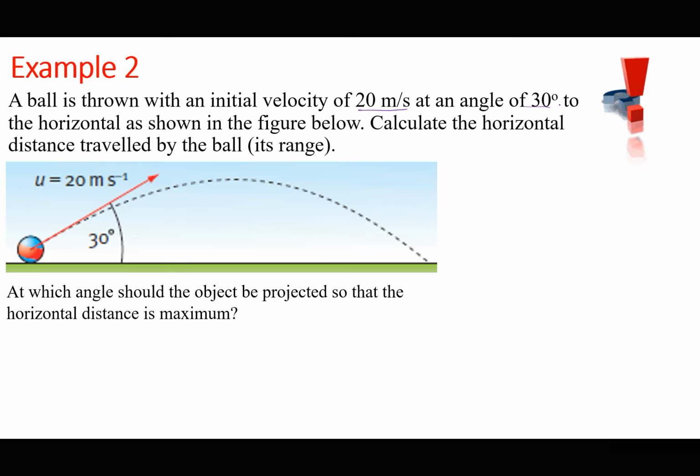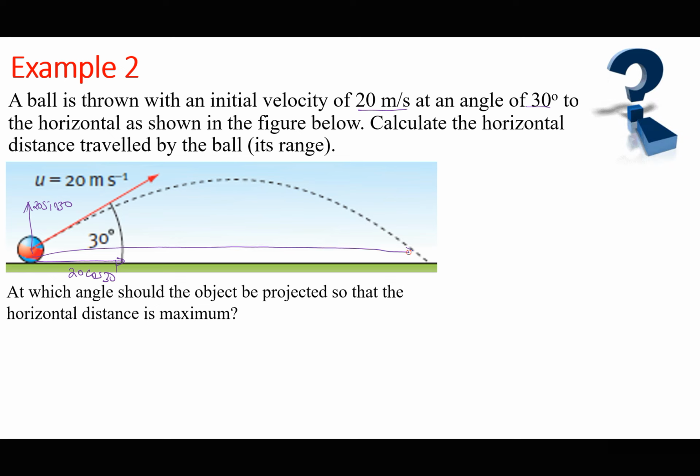Initial velocity is 20. In the horizontal, we have 20 cos of 30. In the vertical, we have 20 sine of 30. So we have the values of velocity in the horizontal and in the vertical. We want to find the horizontal distance traveled by the ball from here up to that point. So to find the horizontal distance, I must consider horizontal motion.